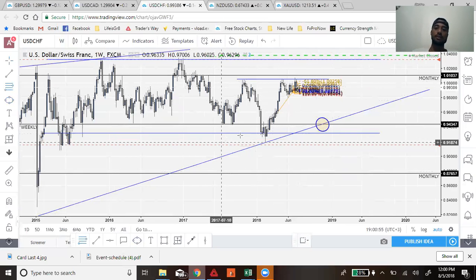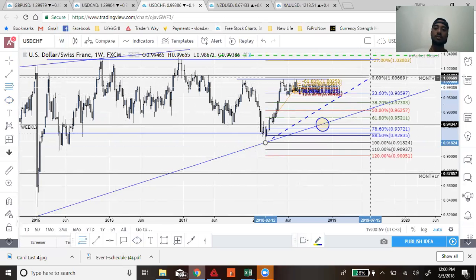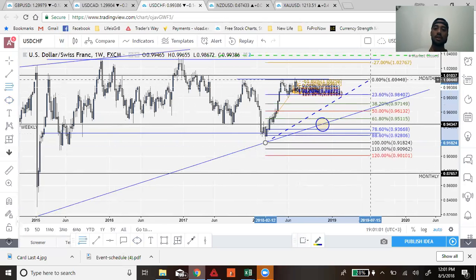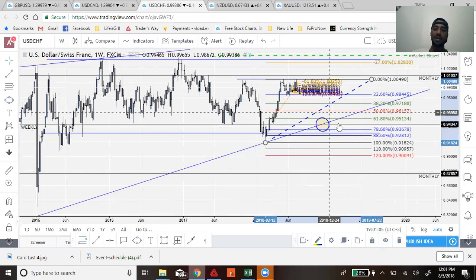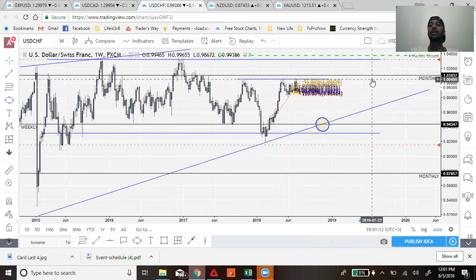And let's see if it correlates with some sort of fibs. Point A, point B, up here. Not really. In between 61.8 and 78.6. Okay.